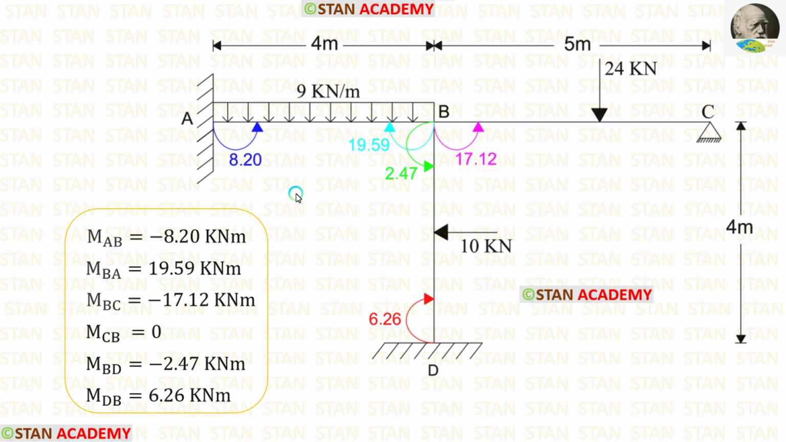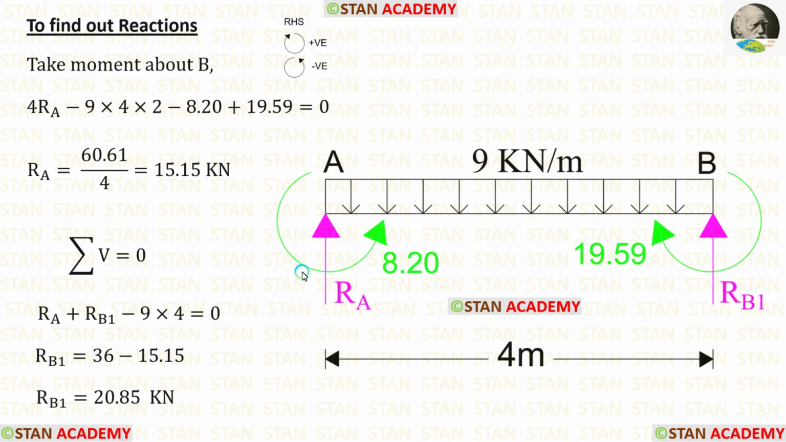Now we are going to find the reactions. First, let us take the span AB and find out the reactions. In the span AB, there are two moments, MAB, which is acting in the anti-clockwise direction, and MBA, which is acting in the clockwise direction. In this span, first I am going to find out RA. For that, I am going to take moment about B.